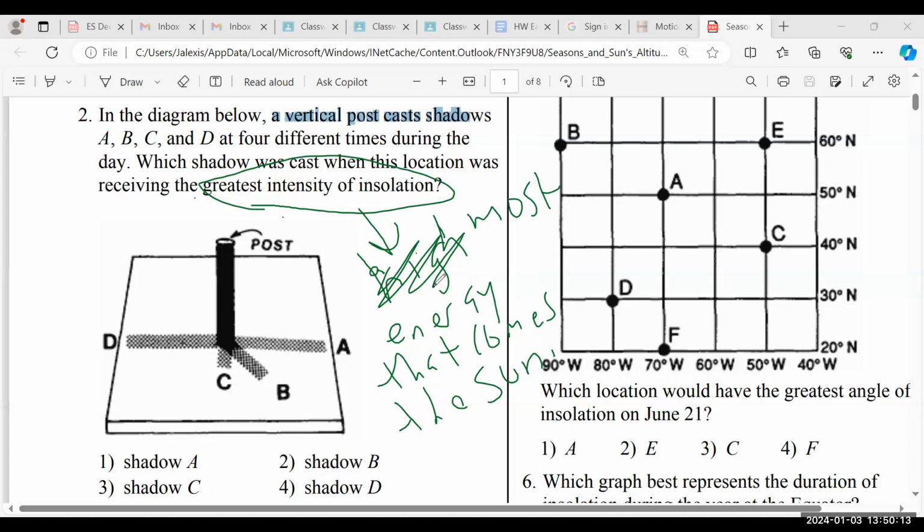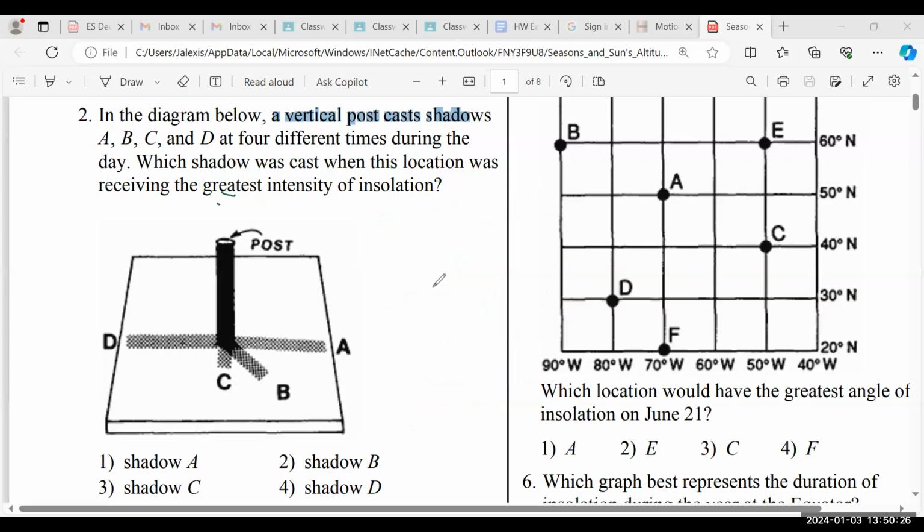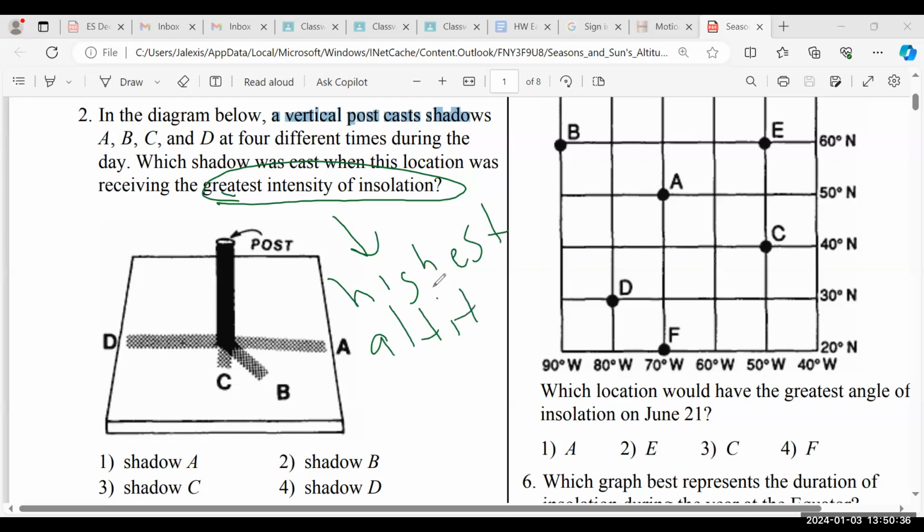And so the rule is that in order to get the greatest intensity of insolation, that means we have to pick a point where we have the highest altitude of the sun. It has to be a point where we get the highest altitude from the sun. So keep that in mind.